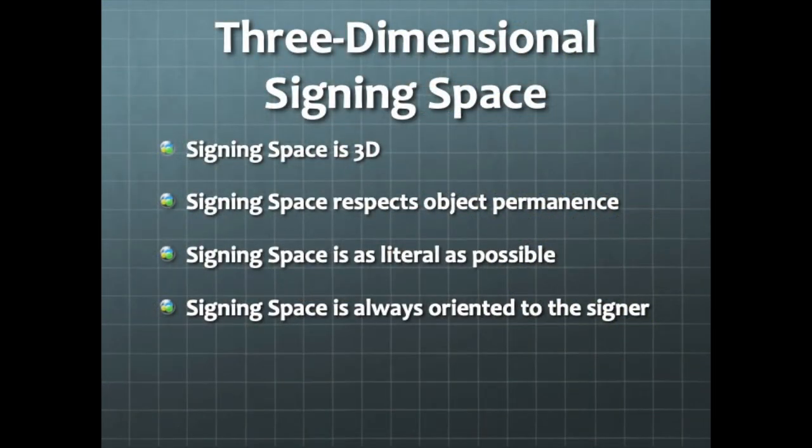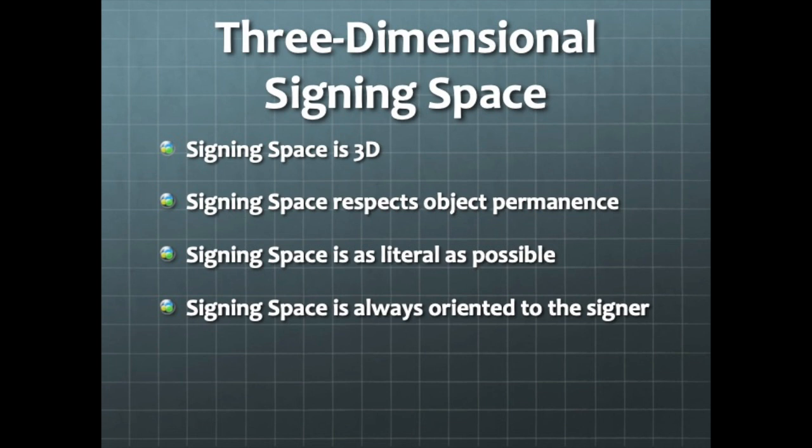While English is linear in its construction, ASL is three-dimensional. Its sentences live in a 3D signing space. The ASL signing space has some rules. For one, it respects object permanence. If you set up something in the space, it remains there until you move it or change the subject.